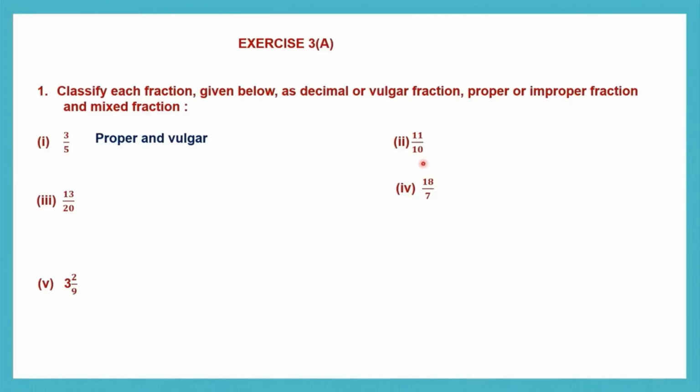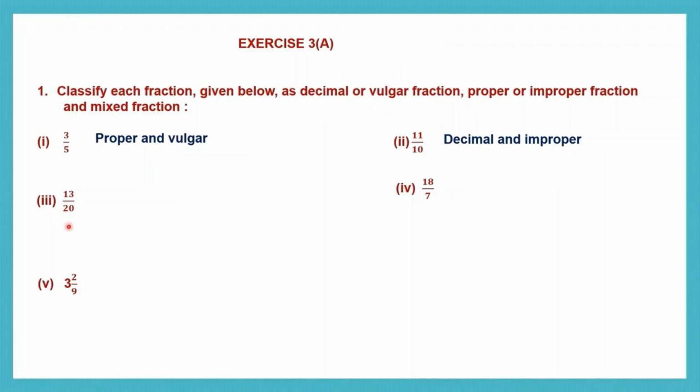Question 2, we have 11 by 10. So this is a decimal fraction and an improper fraction. Why decimal? Because it has a denominator which is 10. Why improper? Because the denominator is smaller than the numerator. So this is a decimal fraction and also an improper fraction.